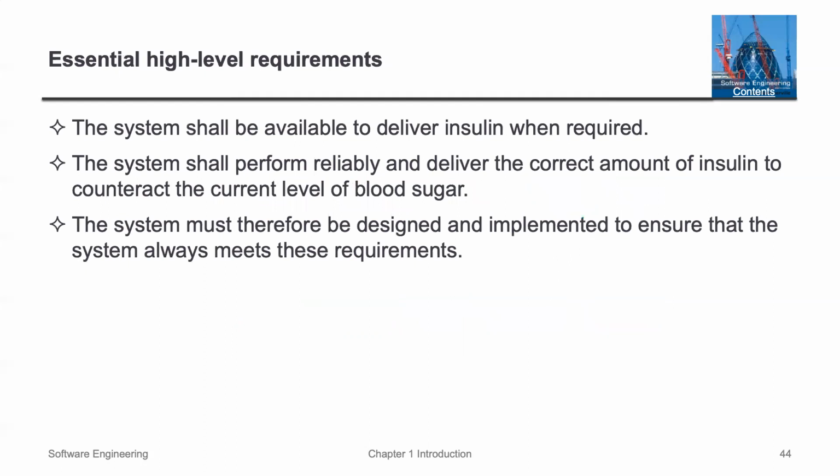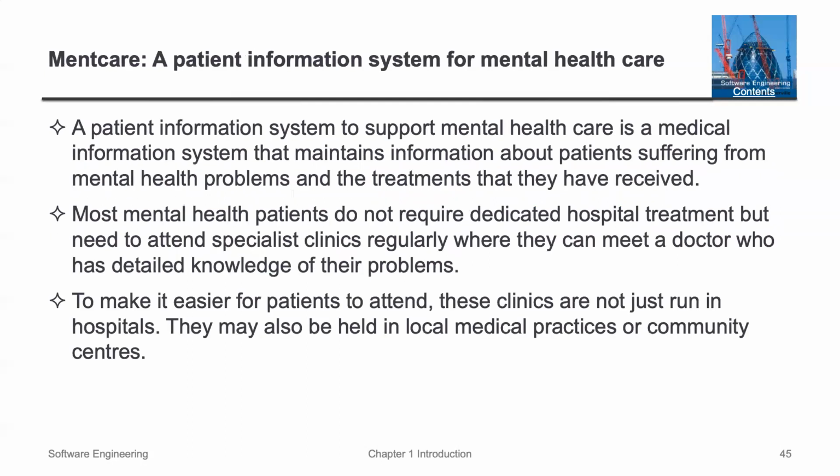The essential high-level requirements: the system shall be available to deliver insulin when required. The system shall perform reliably and deliver the correct amount of insulin to counteract the current level of blood sugar. The system must therefore be designed and implemented to ensure that the system always meets these requirements. So that's the first one.